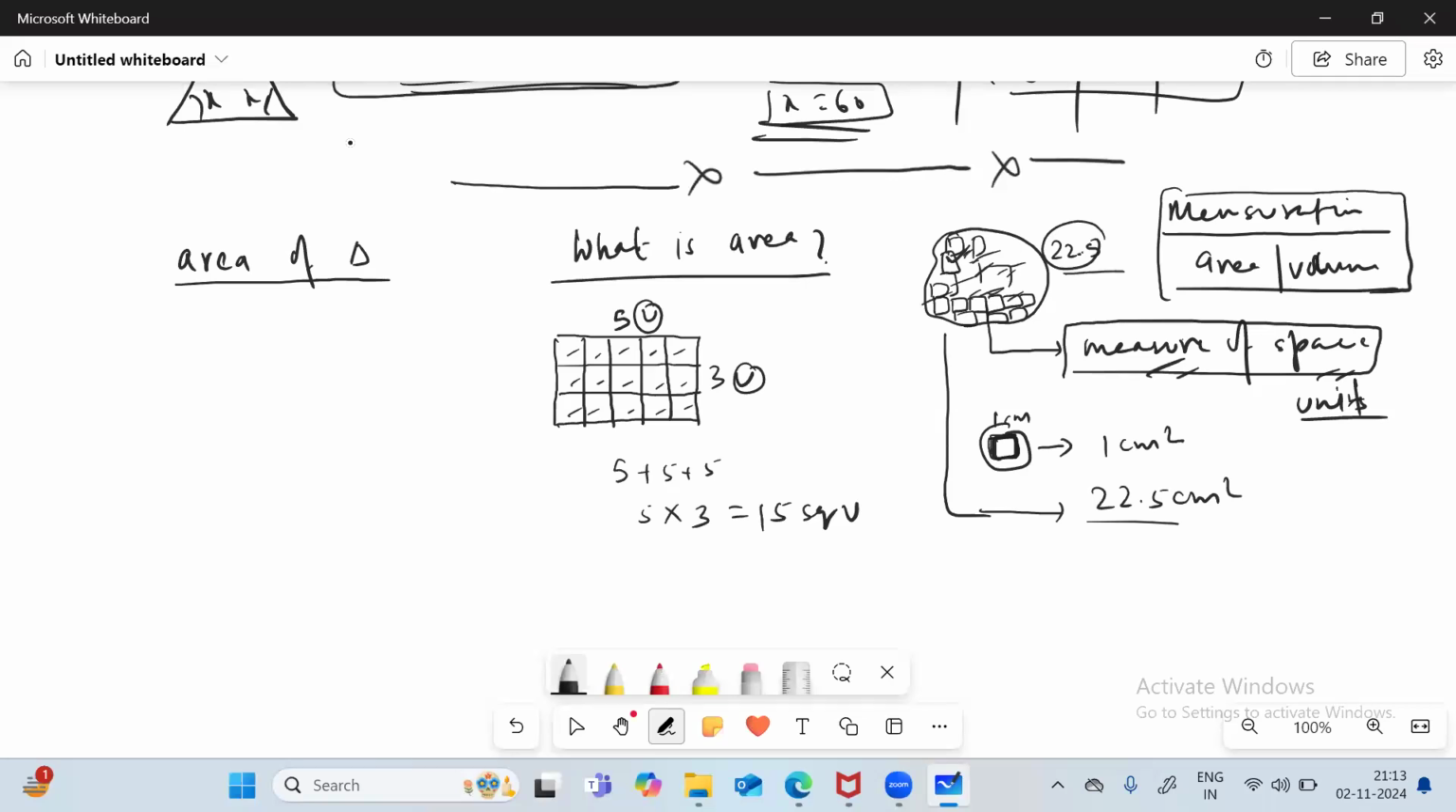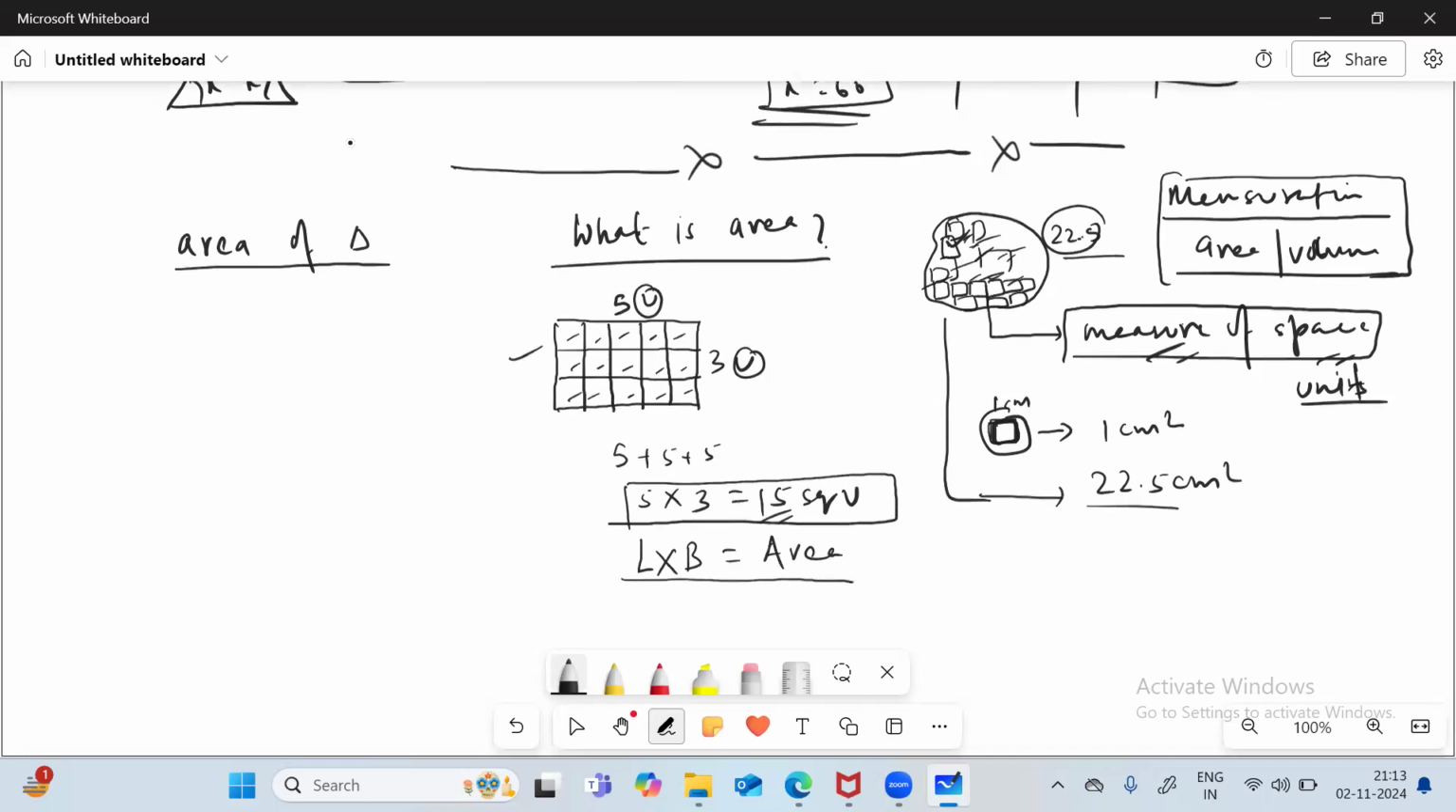So the area of this particular closed space, which is a rectangle, is 5 into 3, 15 square units. And we got the formula also: length times width or breadth is your area.